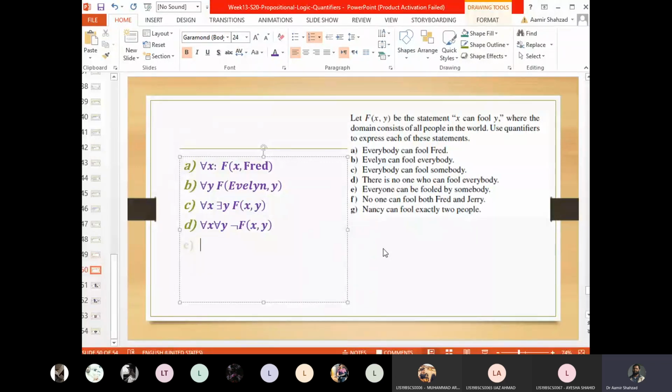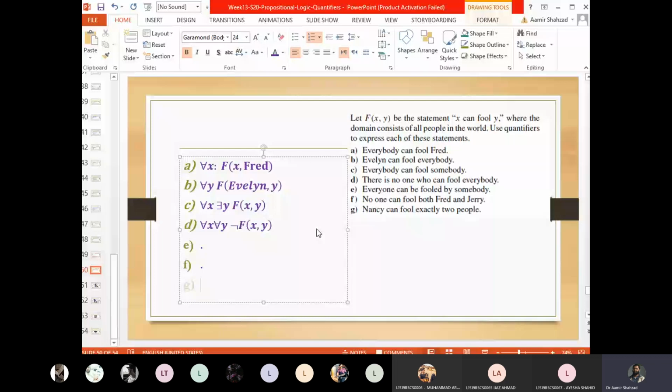Nancy can fool exactly two people. So this should be interesting. So let me do this. E you can do by yourself. F you can do by yourself. Let's look at G: Nancy can fool exactly two people.